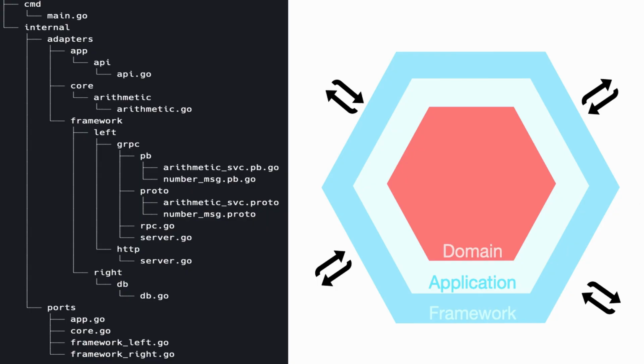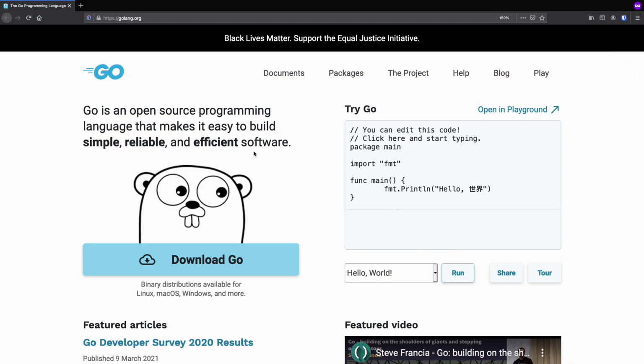So now that we know what the hexagonal architecture is and the rules that we need to follow to implement it, as well as how our application structure will look once we have implemented it, let's get into writing some code. Okay, so to start, we'll want to install Go and set up our Go workspace. So you can install Go by going to golang.org and just clicking this download Go.